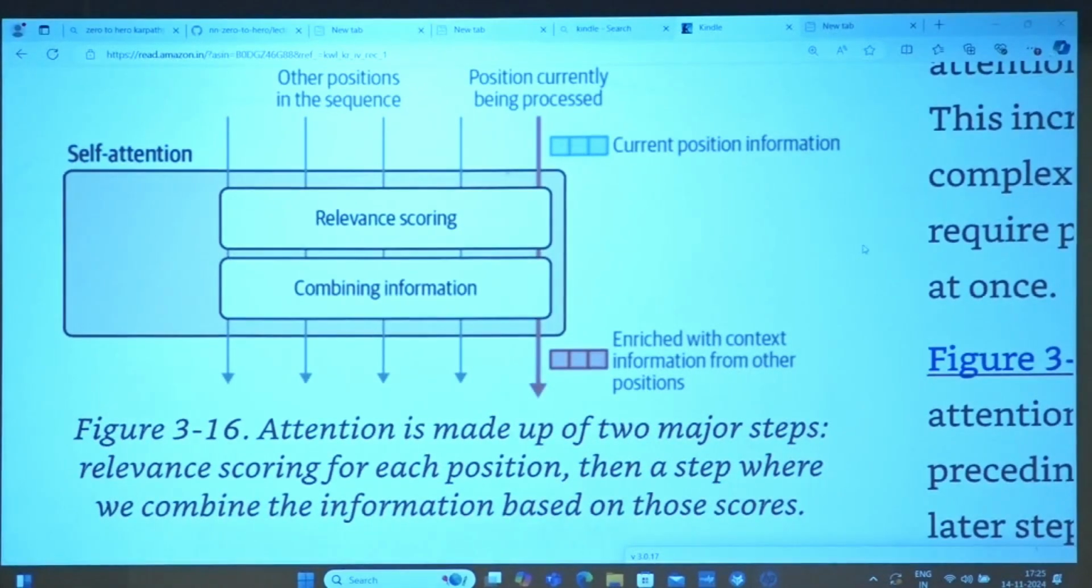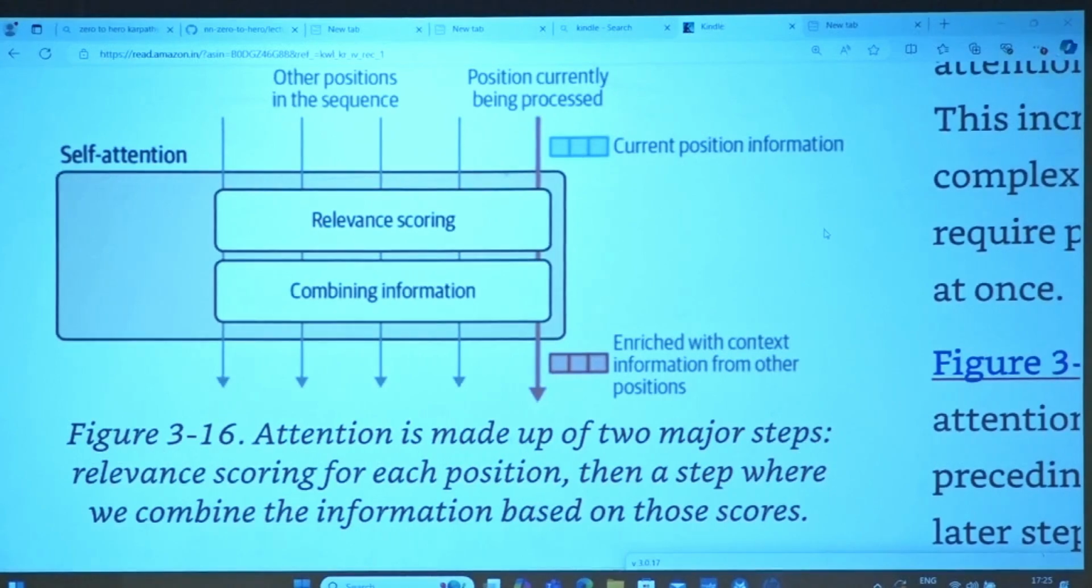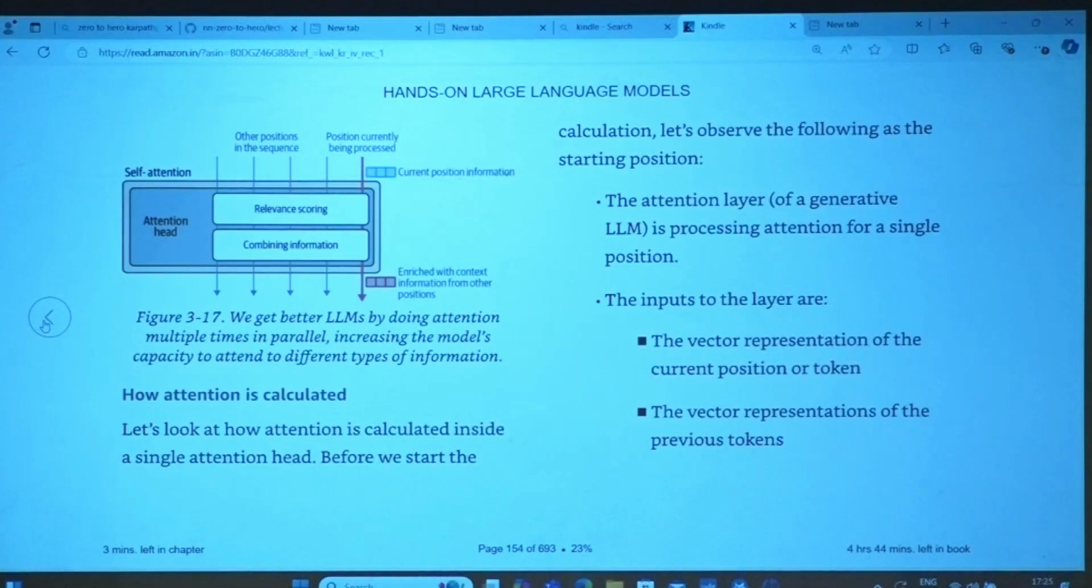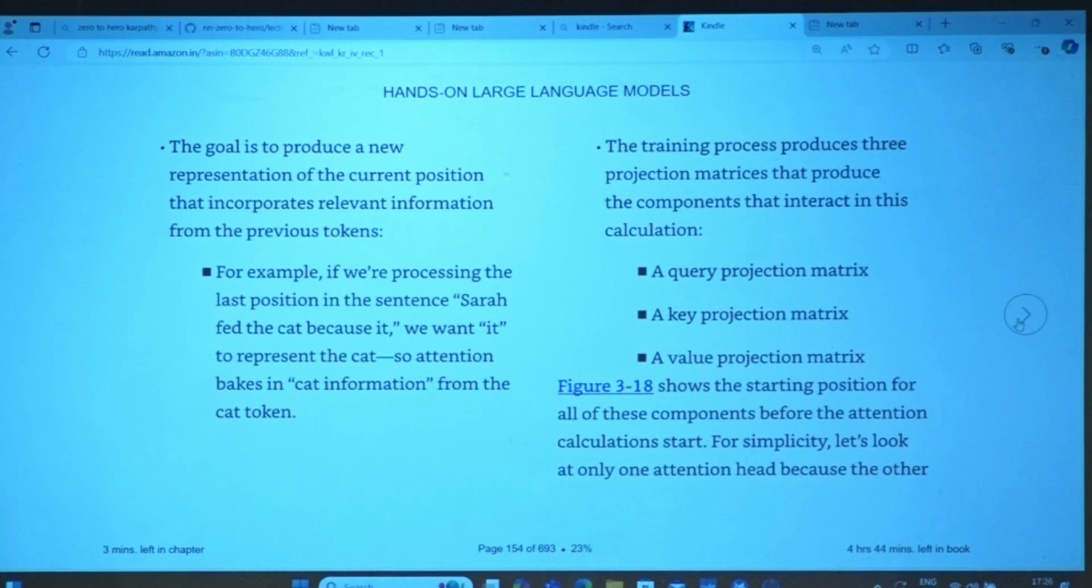Okay. Now let's look at the equation here. The inputs to the layer are the vector representation of the current position or token and the vector representation of the previous token. This is used to measure attention. Next. Okay. So for every token, what is generated? A query, key and value. Who generates it? The learning. This is all like weights. These are the parameters. We don't know how much is Q, K, V for any sentence, for any token. It has to be learned.